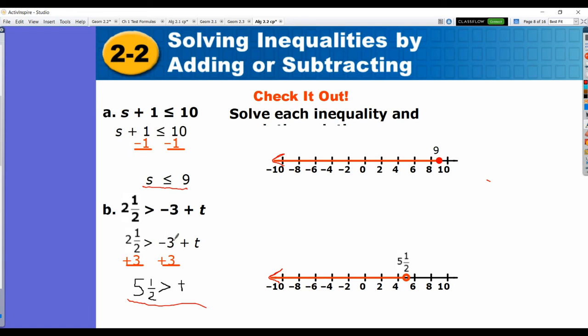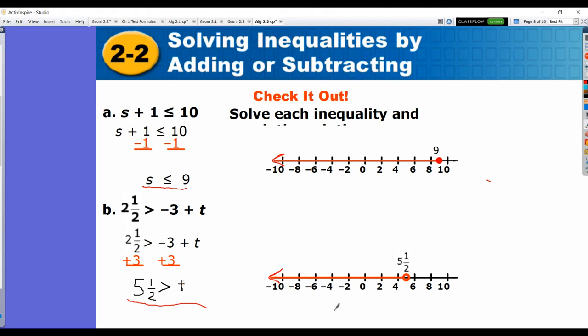Here's your -3. We're always concerned with what's in front of what we're working with. So we need to cancel out the -3. So we do +3 +3. We end up with 5.5, same symbol the whole time, and t. All right. 5.5 is on the greater than side because the opening is over here with 5.5. So 5.5 is greater than t.